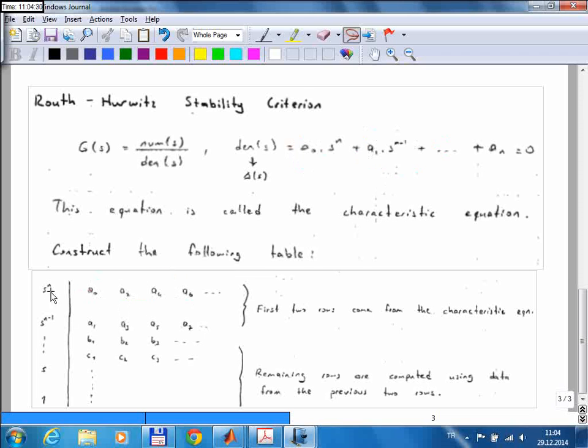Then you come to the second row of the array. For the second row, you start with the first coefficient you skipped, which was A1. You put A1 here, and then similarly you put A3, A5, and continue until you finish the polynomial. So this is how you start. The first two rows come from the characteristic equation; you just copy the numbers from there. Then the rest of the array is constructed using a formula from the two rows previous to the row you are working on.